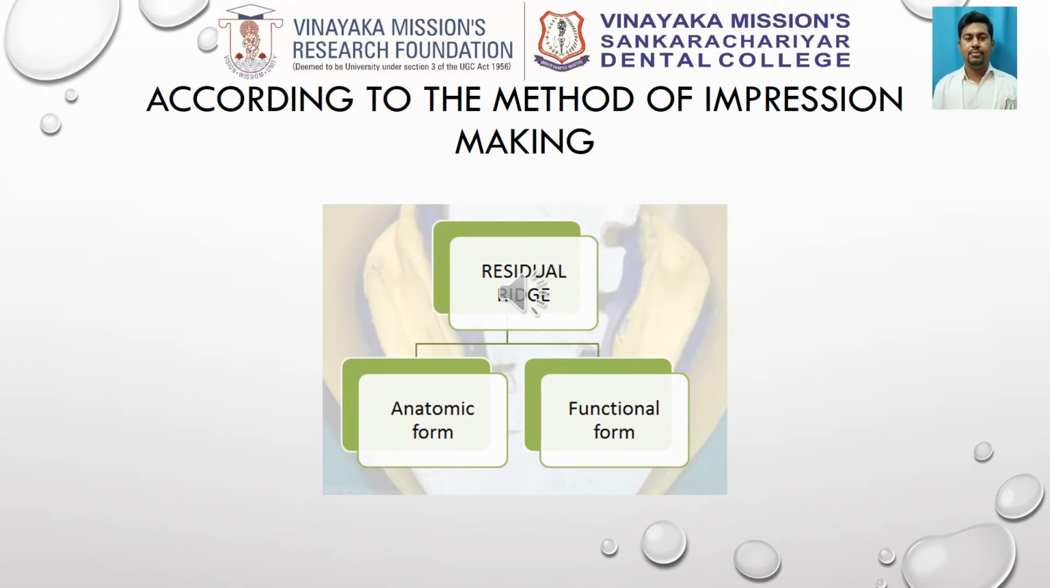Now there is a query. Why do we need to record the distal extension with a special type of impression? The answer is the residual ridge. The residual ridge usually is in two forms: either an anatomic form or a functional form. Anatomic form means the ridge is at rest, and the functional form is when it is under load, when we chew, or under mastication.